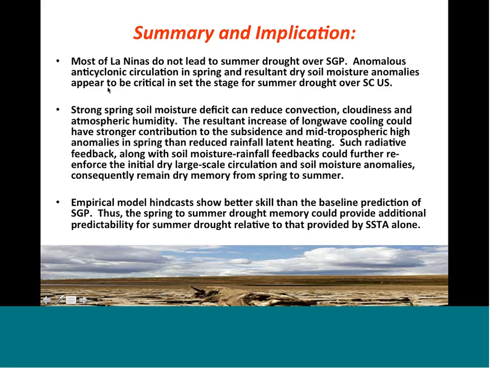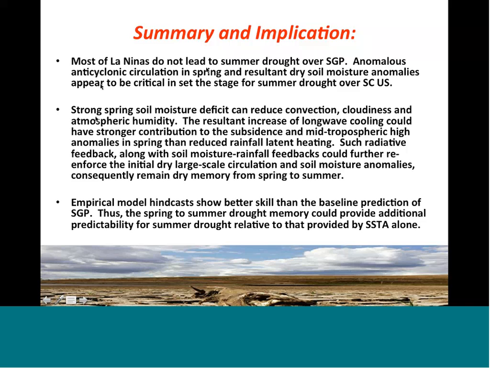And finally, summary. Most of the La Nina do not lead to summer drought over southern Great Plain, and the anomalous anticyclone circulation in spring and the resultant dry soil moisture anomalies appear to be critical in setting the stage for summer drought over the southern Great Plain.